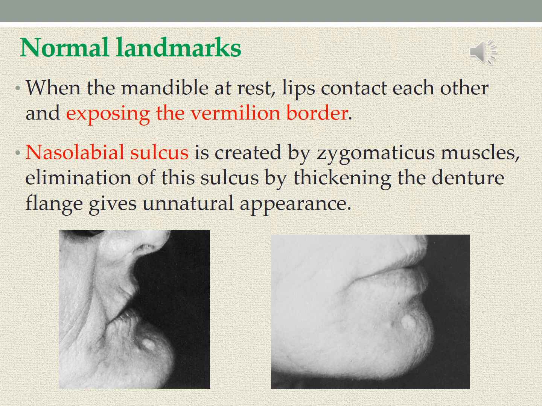When the nasolabial sulcus is properly supported by the flange of the upper denture, it will be created. So it's important to know that we have to keep the nasolabial sulcus of the patient, not to eliminate it by thickening of the denture flange or deepening the nasolabial sulcus by unsupporting the upper denture. So we have to keep this normal landmark. Also, you can see in the picture on the right hand side, upper and lower lips are fully everted because they are supported by the teeth and their flanges in the upper denture.